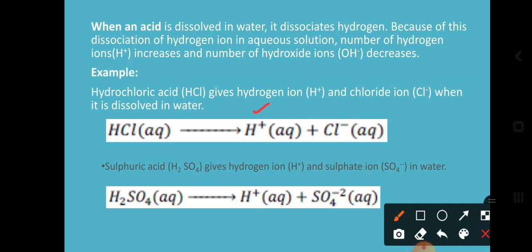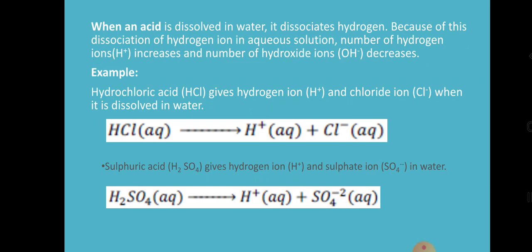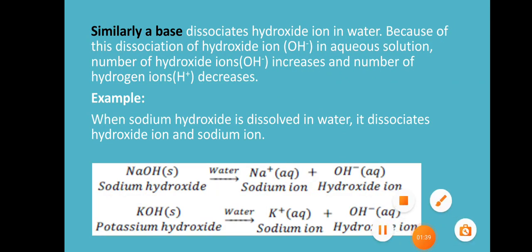When an acid is dissolved in water, it dissociates into hydrogen ions, and because of this dissociation in the aqueous solution, the number of hydrogen ions, H+, increases and the number of hydroxide ions decreases. This is the basic concept you are well familiar with: when an acid is dissolved in water, it releases H+ ions, or you can say the amount of hydrogen ions increases.